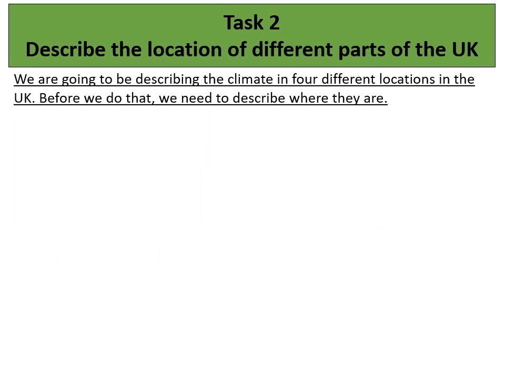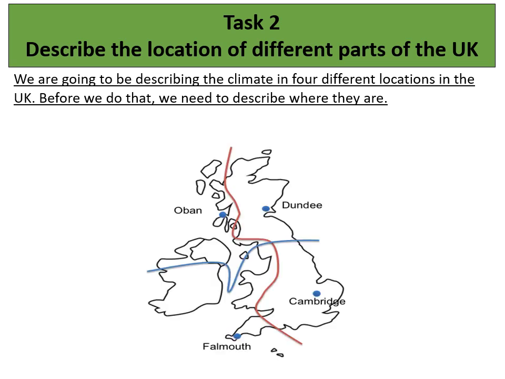Okay then, so task 2. What we need to do for task 2 is describe the location of different parts of the UK. Before we describe the climate in these different parts of the UK, we need to know where they are. You can see here that we have 4 locations we're going to look at in more detail. We have Oban, Dundee, Cambridge, and Falmouth. For this activity, we need to describe the location of each of these places. So we'll do one example together, and then you can use the sentence starters on your PDF or Word document to help you do the rest.